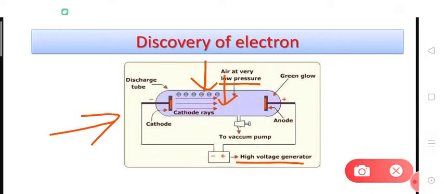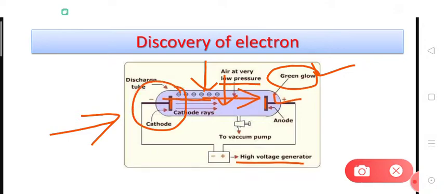When the high voltage was applied, it was observed that certain rays originated from the cathode and moved towards the anode. When they strike the glass behind the anode, they produce a green glow. These rays which originated at the cathode were called cathode rays.